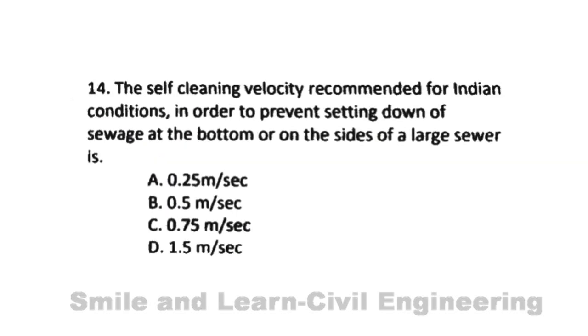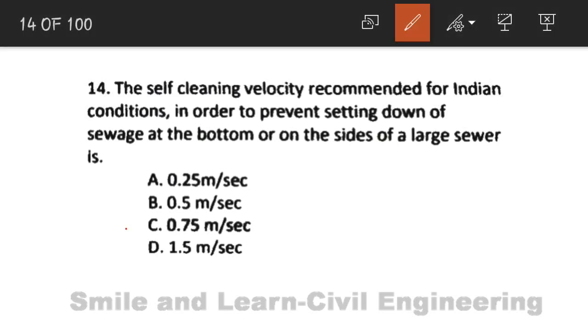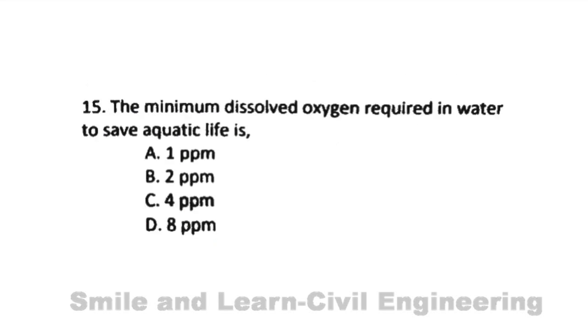Next question, the self-cleansing velocity recommended for Indian conditions in order to prevent settling down of sewage at the bottom or on sides of large sewer. Correct answer will be 0.75 meters per second. Option C will be the correct answer.